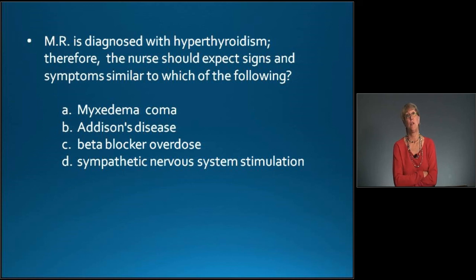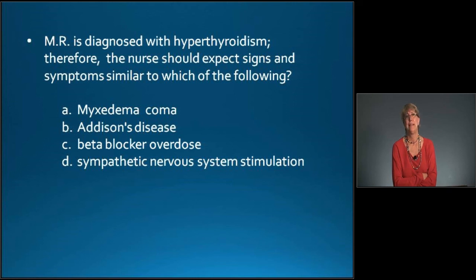Now, MR is diagnosed with hyperthyroidism, therefore, the nurse should expect signs and symptoms similar to which of the following? Myxedema coma? No, because we see myxedema coma with hypothyroidism. Addison's disease? No, that's seen with adrenal insufficiency. Beta blocker overdose. No, that would kind of slow things down, wouldn't it?